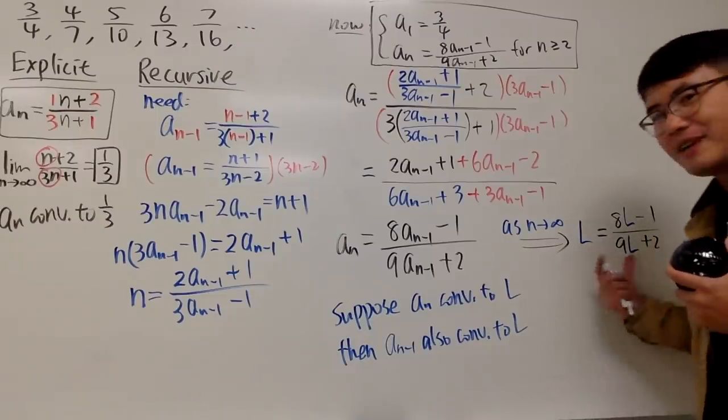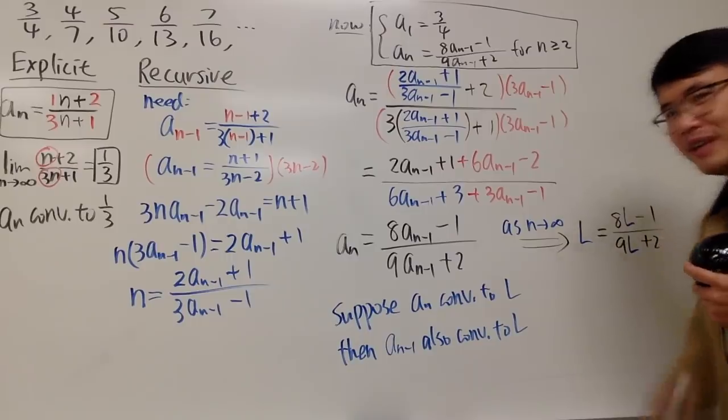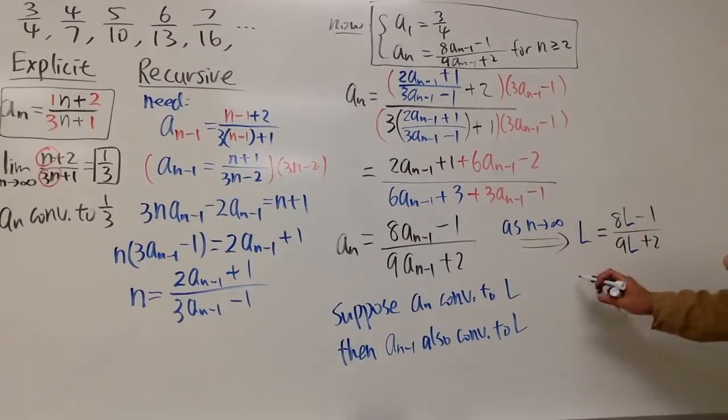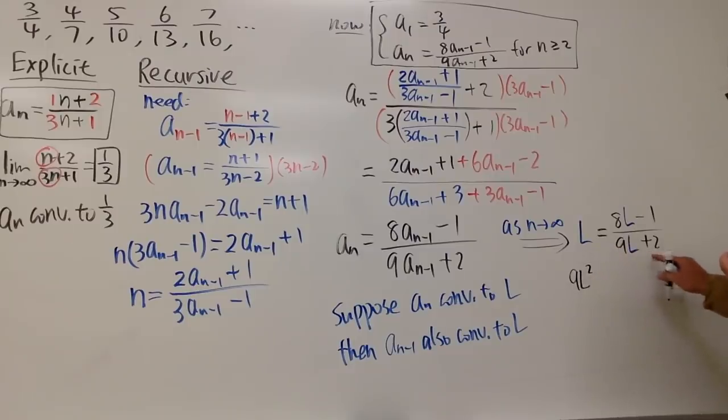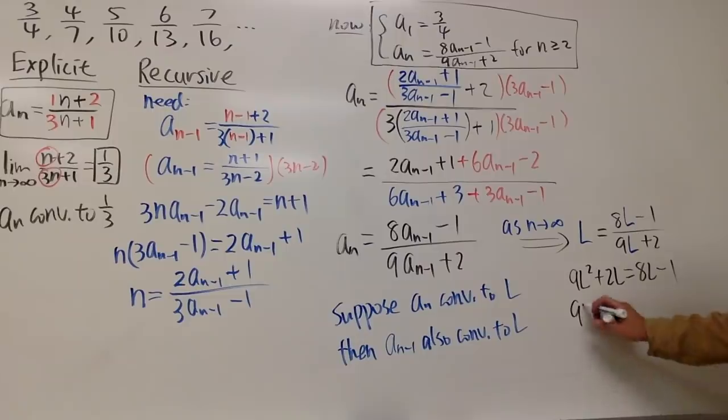And congratulations, in fact, we just have to deal with a quadratic equation right here, because, of course, you can multiply this on both sides. So in that case, we get 9L squared plus 2L, and this is equal to 8L minus 1. And then, of course, you can just do this real quick. This is 9L squared minus 6L, and we add 1 to it, like that. This is equal to 0.